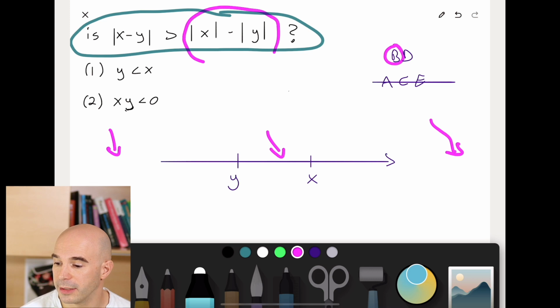I should specify, it's specifically the right-hand side of the question that makes me care so much about the position of 0. The left-hand side actually doesn't care where 0 is. If we're just looking at the left-hand side on its own, who cares where 0 is? It's just describing the distance between x and y. 0 is not interesting at all for the left-hand side, but for the right-hand side, it's all about 0.